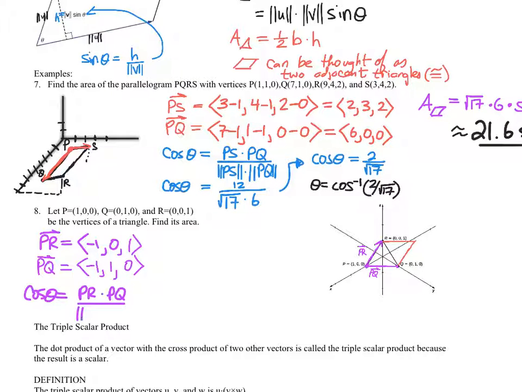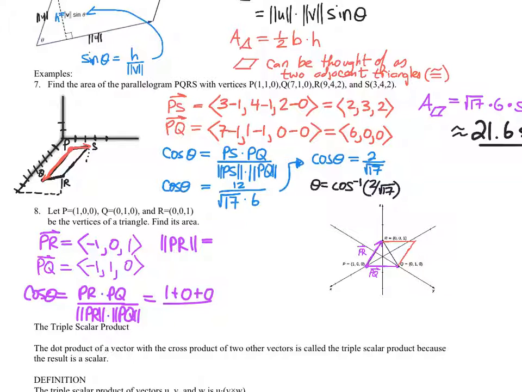Divided by the two vectors' magnitudes multiplied. So the dot product's not bad: 1 plus 0 plus 0. Now the magnitudes, we have to figure those out, but they're not terrible either. They're just not as clean as maybe something that's living along the x or y axes.